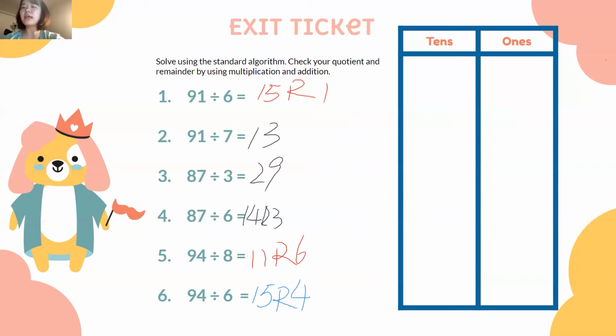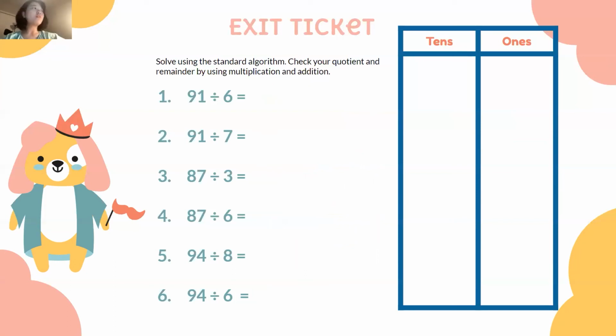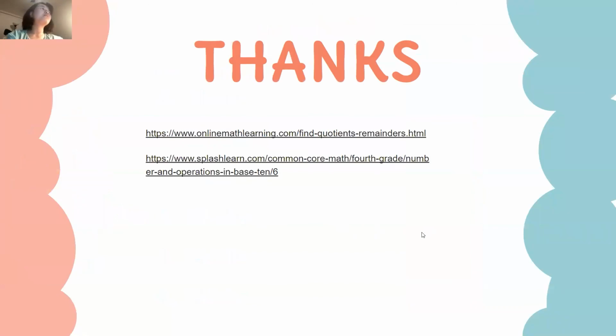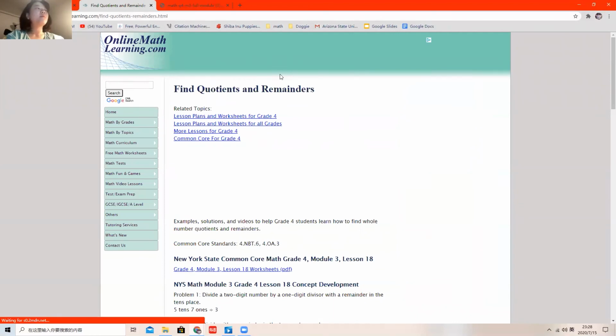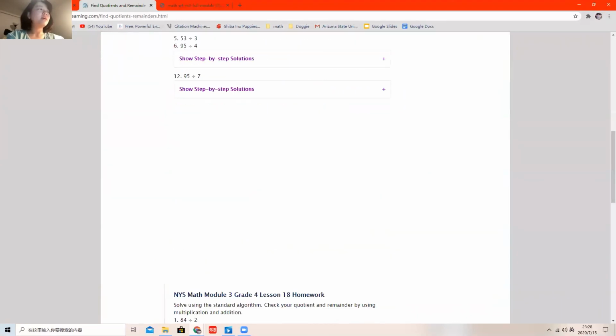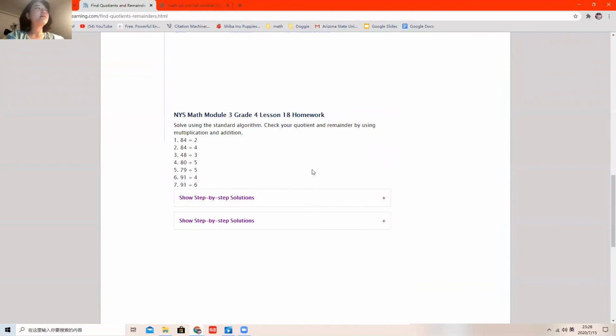So these are the answers for the exit ticket. Okay, and that's all for today. It's really simple and quick lesson. And here are some resources as usual. The first one is from Online Math, and it shows you the step-by-step solution and gives you some practice problems. You can always track your steps and answers after you've finished practicing.